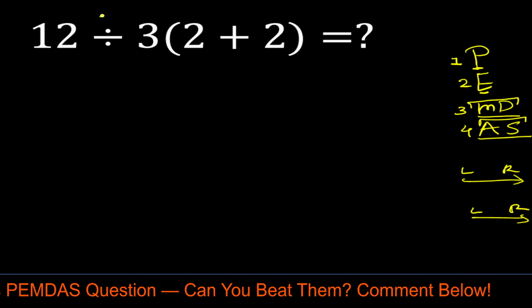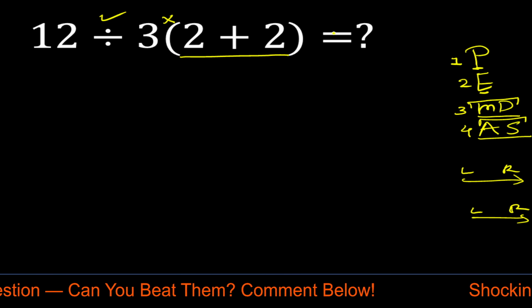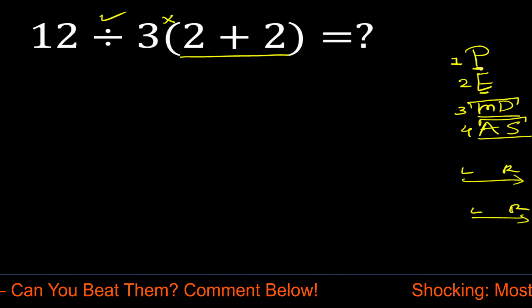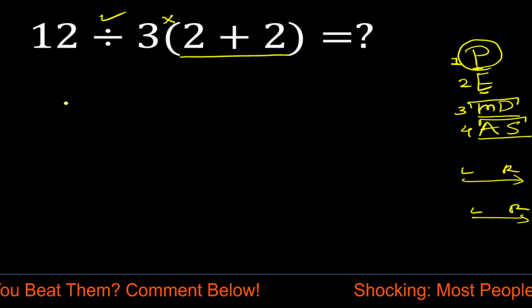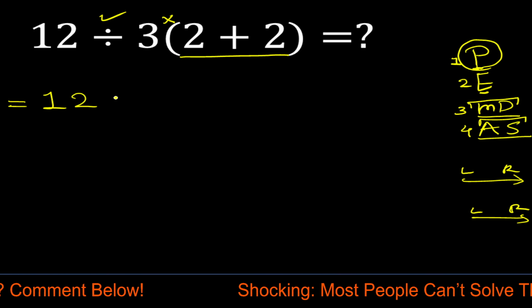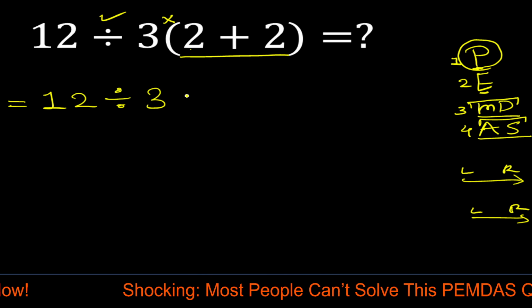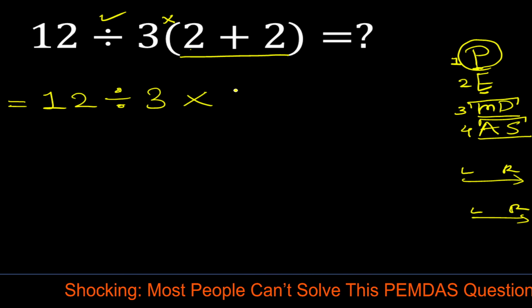So in this question here we have division, here multiplication, and here parenthesis. So according to the PEMDAS rule, first we have to solve the parenthesis, right? So now 12 divided by 3. Now solve this parenthesis. 2 plus 2 is equal to 4. So times 4, right?